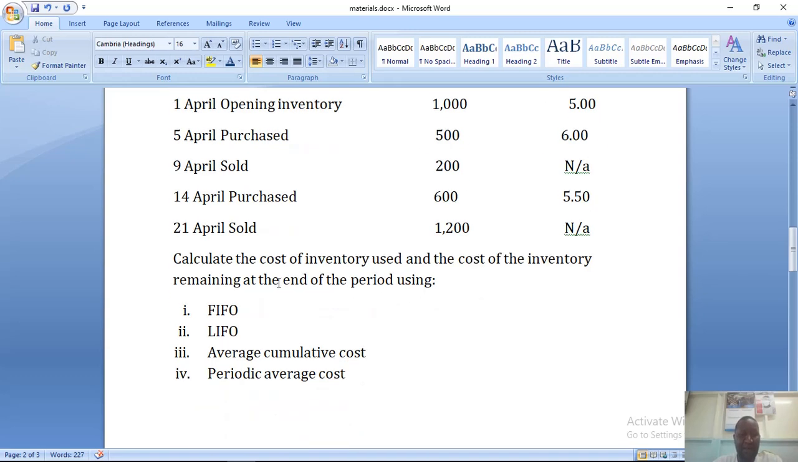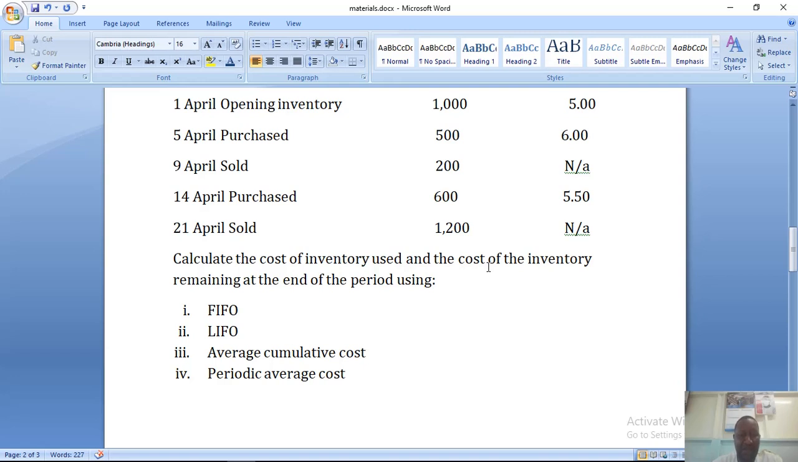So the question is, calculate the cost of inventory used and the cost of the inventory remaining at the end of the period using each of these inventory valuation methods or pricing methods. So we are calculating two things here. The first one is the cost of inventory used. The second one is the closing inventory.